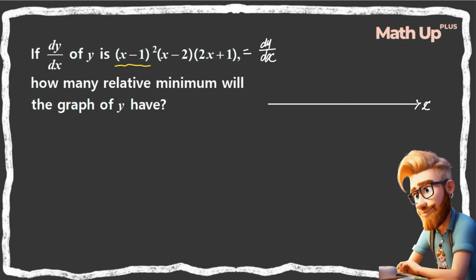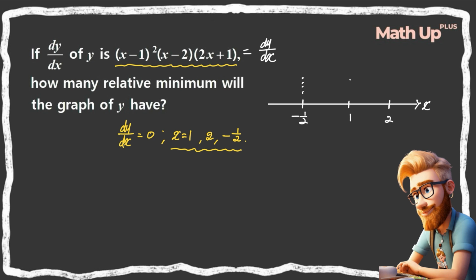Since all of this expression is factored already, we know that dy over dx is equal to 0 when x is equal to 1, or 2, or negative 1/2. These are critical points. So let me write negative 1/2 here, 1 here, 2 here.